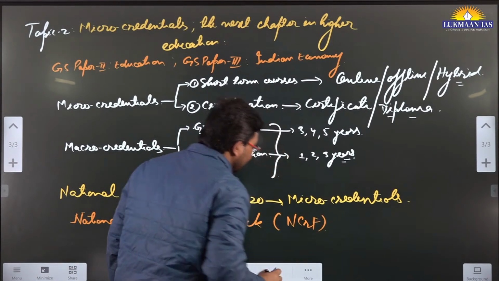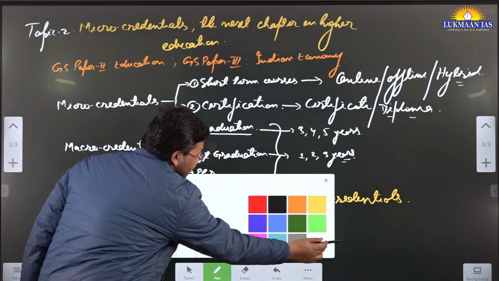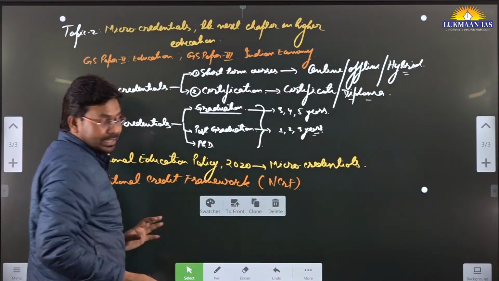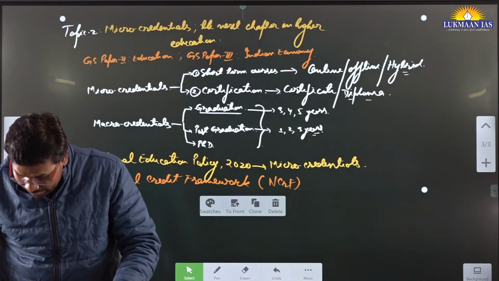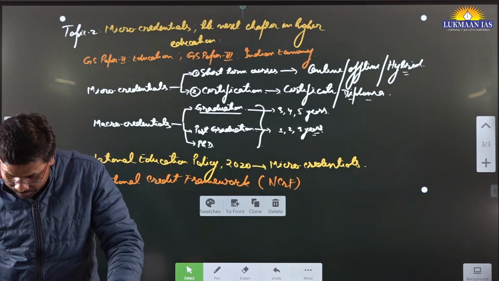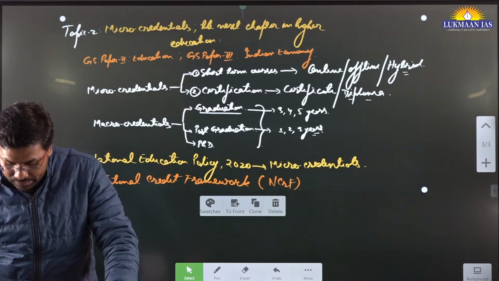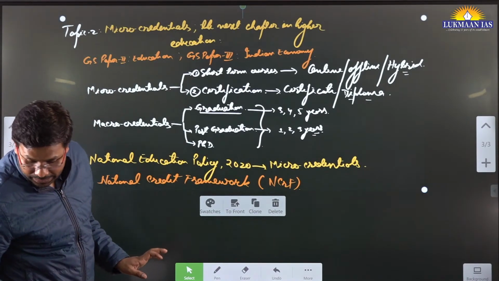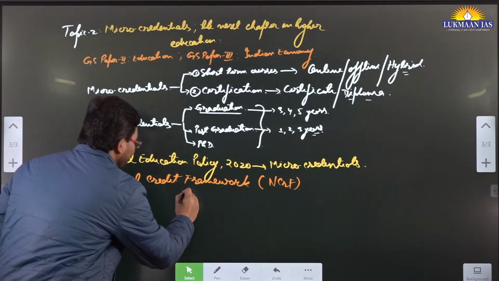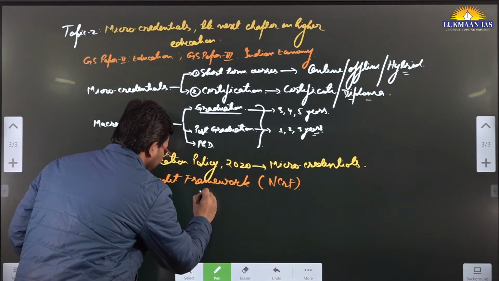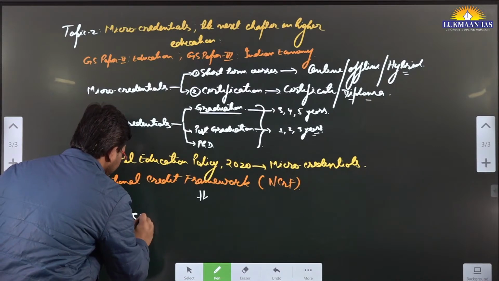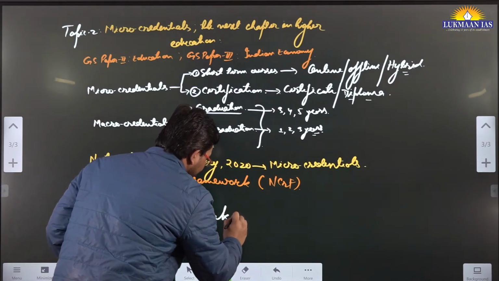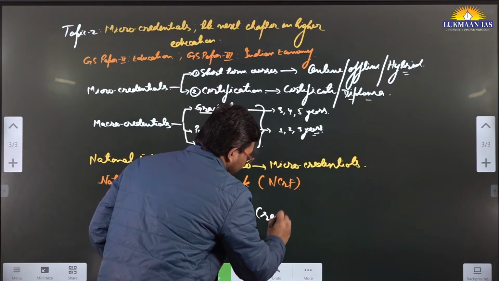NCRF, National Credit Framework. Under this National Credit Framework, they have created something known as the Academic Bank of Credit, ABC.